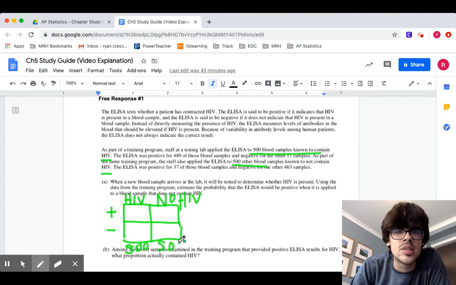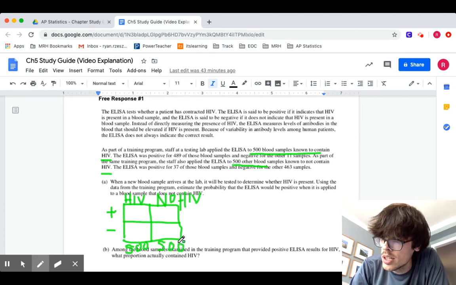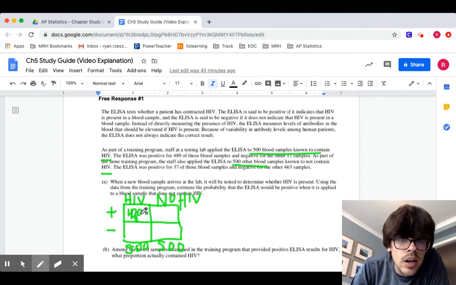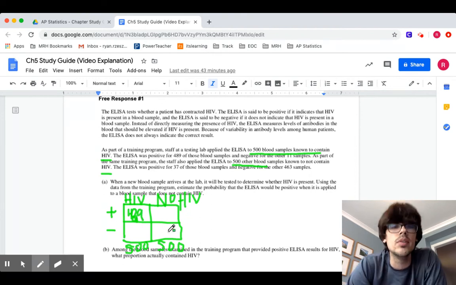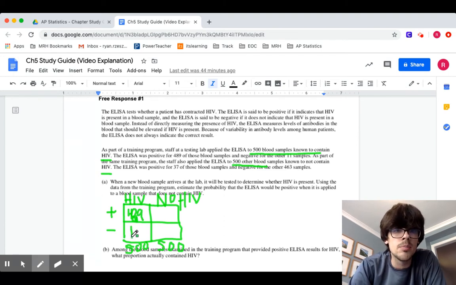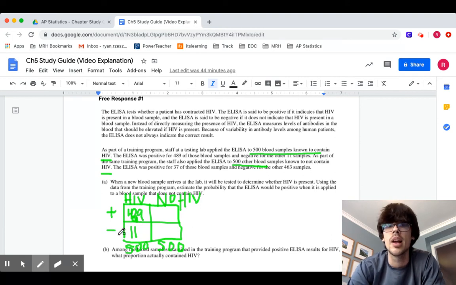And then in the problem, it just tells us what the breakdown is. Apparently, out of the HIV group, 489 people or blood samples with HIV, 489 people out of the HIV group are correctly diagnosed as being positive. That's a good thing. That's what's supposed to happen. There are 11 people who slipped through the cracks and tests said they were negative when they were actually positive.